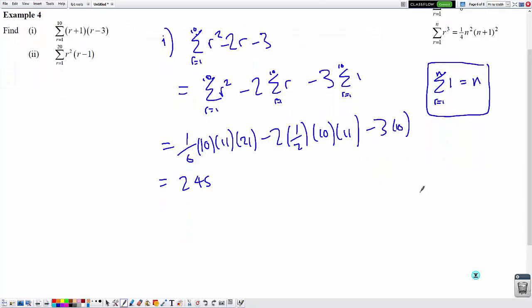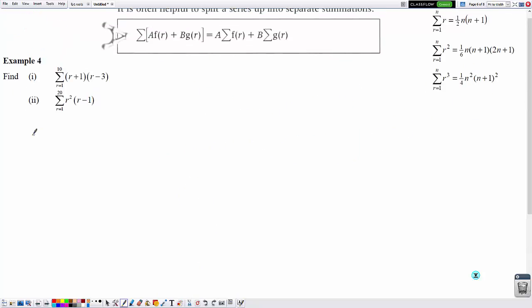Okay, so let's look at example 2. Example 2 is sigma r squared times r minus 1 from 1 to 20. Again, like before, we just multiply this out and then split it up. Okay, so I'm going to get rid of what we did before.